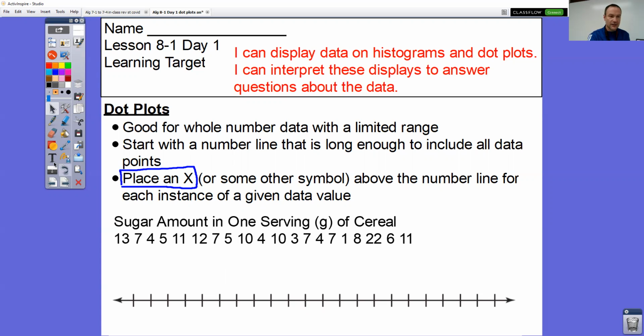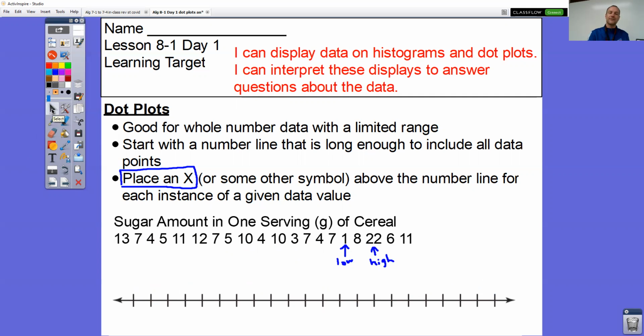So the first thing that you need to do is you need to set up your number line. You need to look for the highest number and the lowest number so you know what to do your number line by, where to start and where to end. When I take a look at these numbers, I can see that 1 is the lowest number, and I can see that 22 is the highest number. So I'm going to put 1 all the way down at this end of my number line at the beginning, and I'm going to put 22 down here.